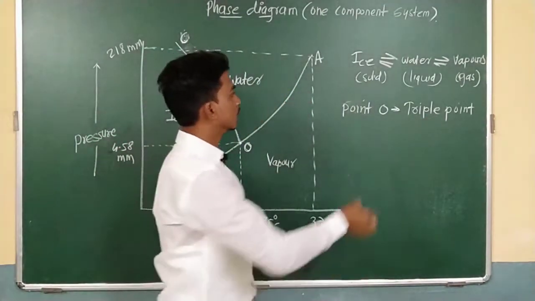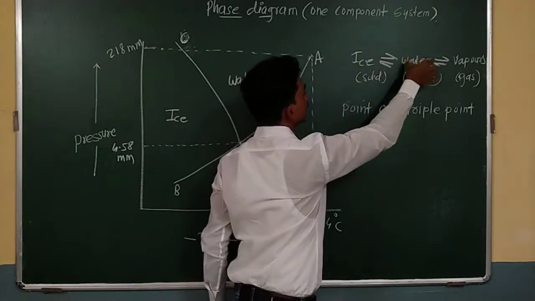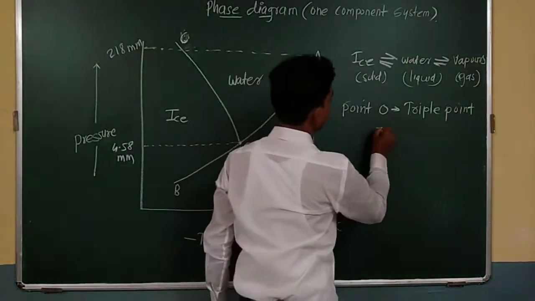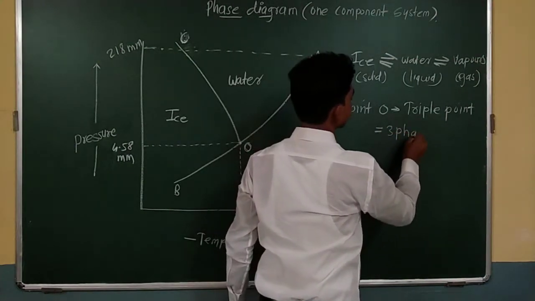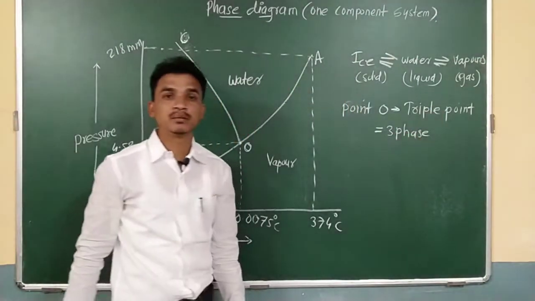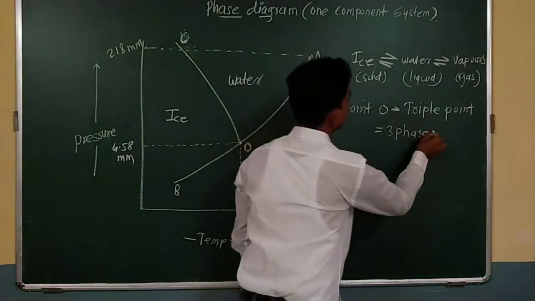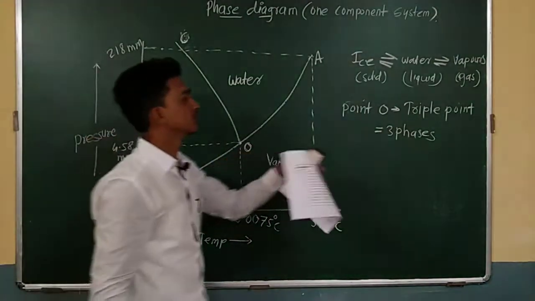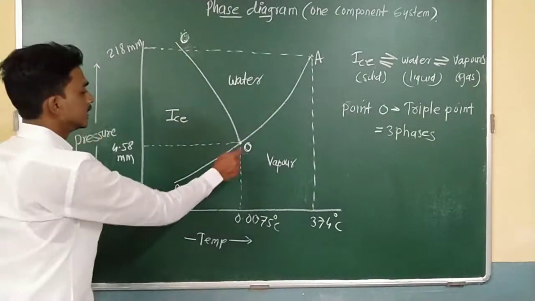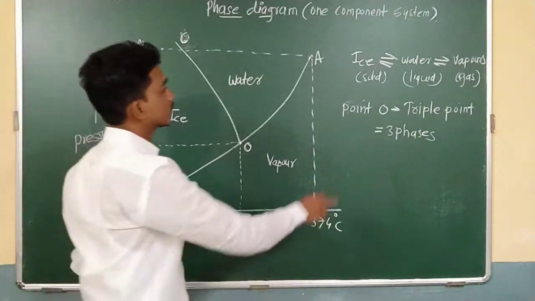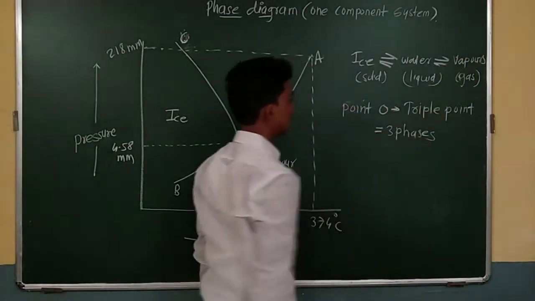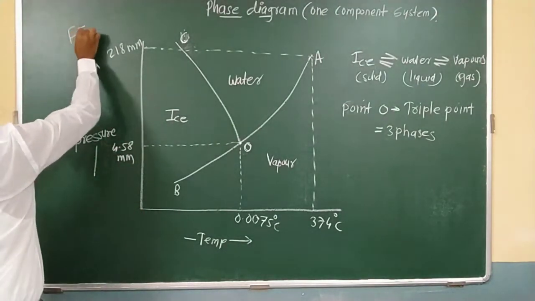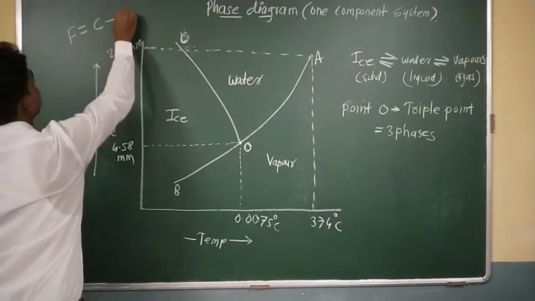That means the equilibrium is like this: ice, water and vapors. So here three phases are in equilibrium, and that point O is known as the triple point. So ice, water and vapors. As we know, in the last video we covered the degree of freedom, that means the phase rule, like F equals C minus P plus 2.